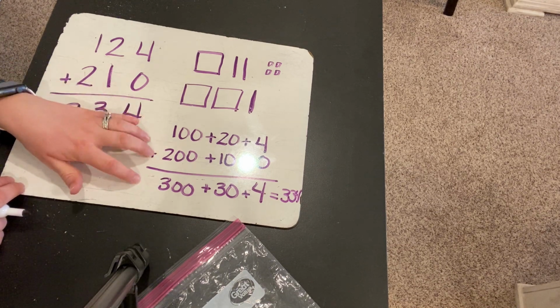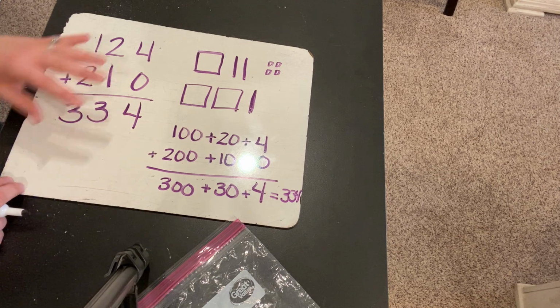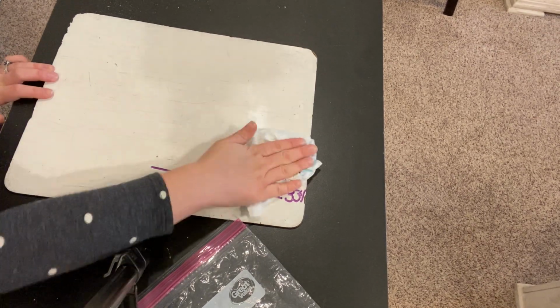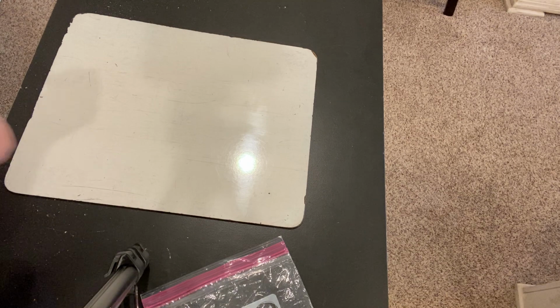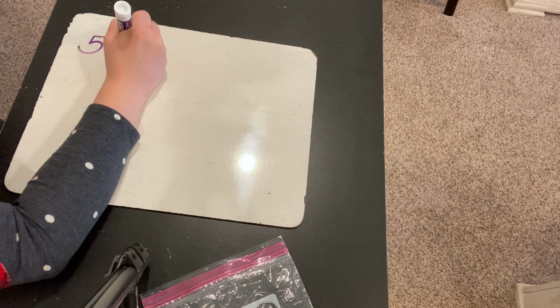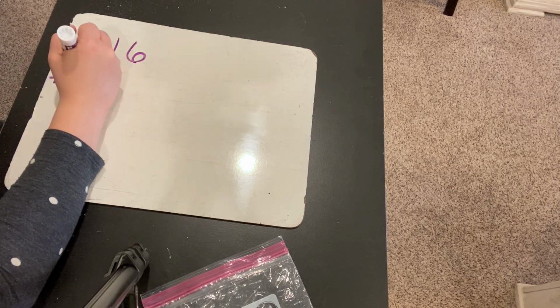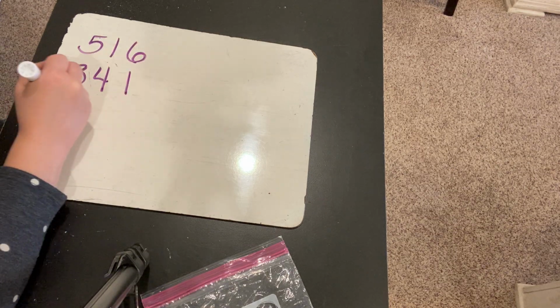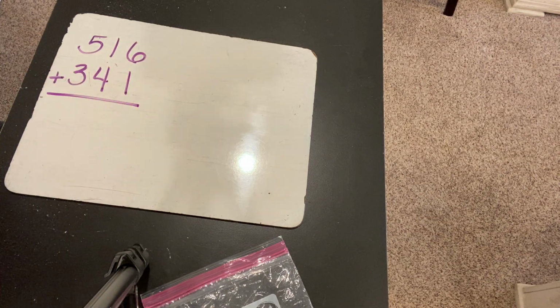If you really understand this expanded form way, use it. If you're really good at the base 10 blocks, do it that way. Let's do one more together. This time, let's do 516 plus 341. All right, I want you to press pause and see if you can solve this using base 10 blocks or expanded form, and then we're going to check it together.